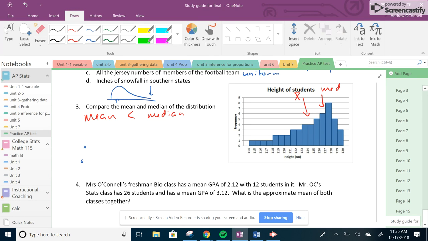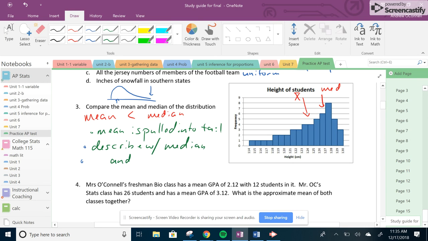All right, a couple things that we had. The mean is less than the median, or the median is greater than the mean, because the mean is pulled into the tail. And since we identified this as a skew left diagram, it would be more appropriate to describe it with the median and IQR.